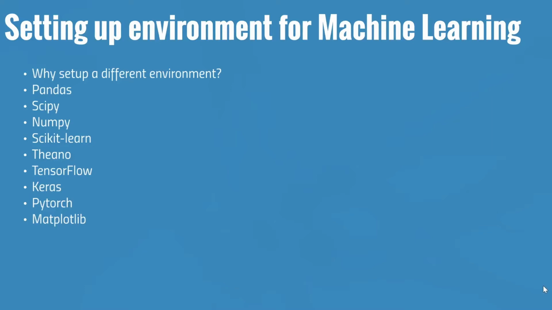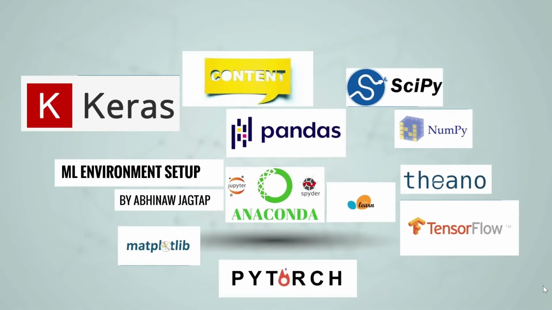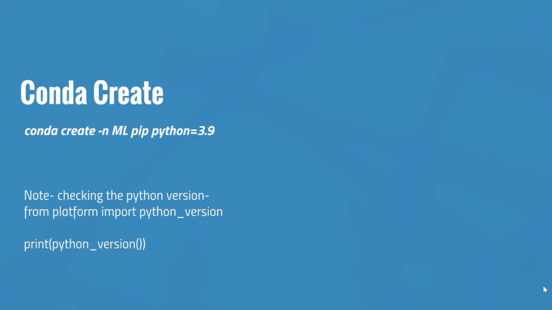So let's first of all create an environment for machine learning using the Anaconda prompt. We use the conda command followed by create, which creates your new environment. Here /n is indicating the name. I have used the name as ML. You can name it whatever you want. After that, pip stands for preferred installer program, and you can use the below program to know your Python version. For example, my Python version was 3.9, so I have used 3.9 here.